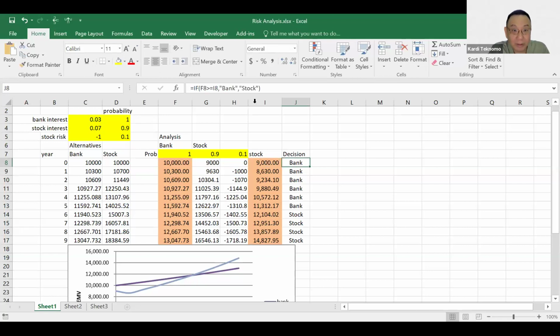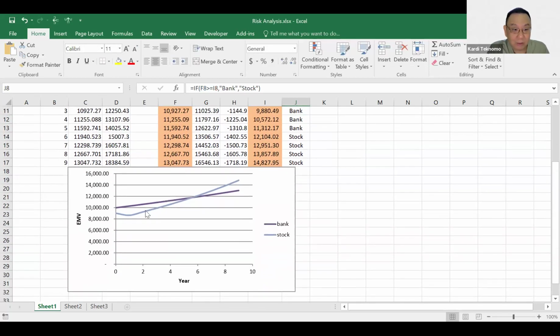Then you compare putting the money in the bank or putting the money in the stock. Initially, if you plot it, of course the bank is greater, but after certain years the stock will produce higher, after the 6th year.